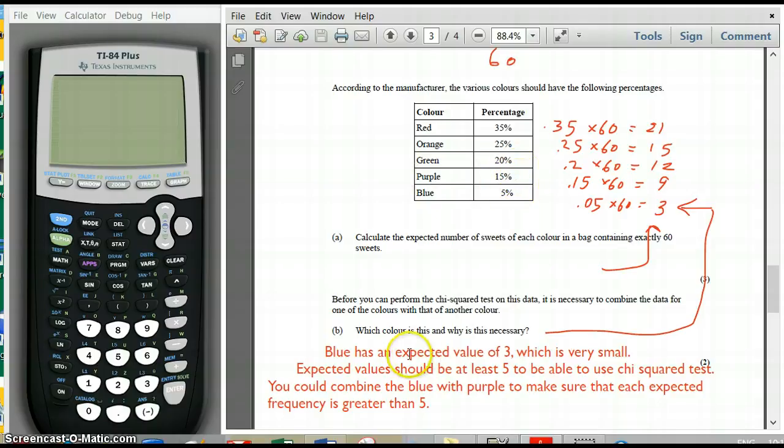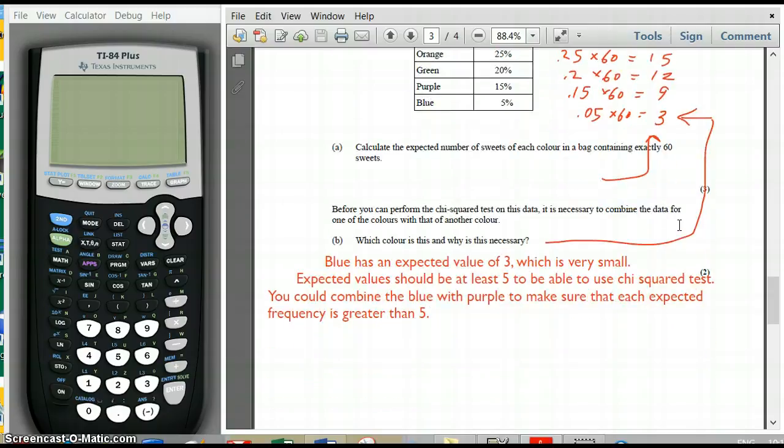So you could say that blue has an expected value of 3, which is very small. Expected value should be at least 5. To be able to use the chi-square test, you should combine blue with purple or another color to make sure that each expected frequency is greater than 5. So if you combine blue with purple, then the expected frequency of both would be 12, so then you would be fine for the chi-square test. Okay.